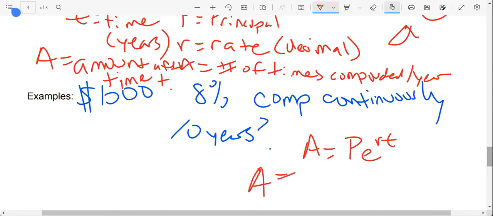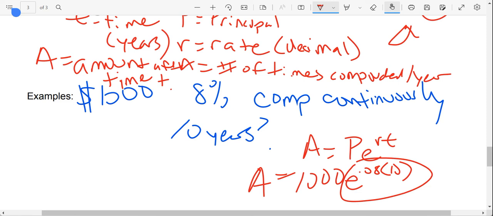We don't know what A is, okay? I know what P is. P is 1,000. Base E to the power of R, which is 0.08, and T is 10 years. Okay. Little tip when you put in your calculator: base E to the power of 0.08 times 10 first. Do that first, and then multiply that by 1,000. That will get you a solution of $2,225 and how many cents? I got 54 cents. Okay, try putting that in a calculator, see that it matches up.